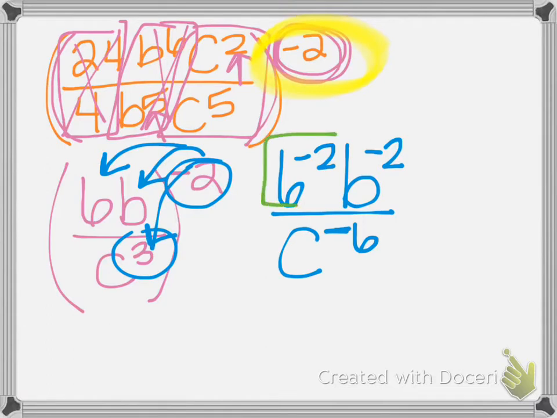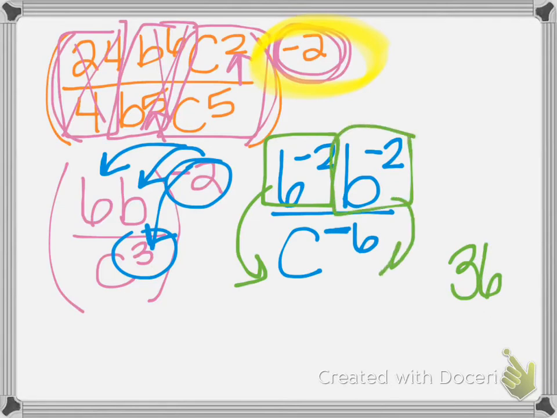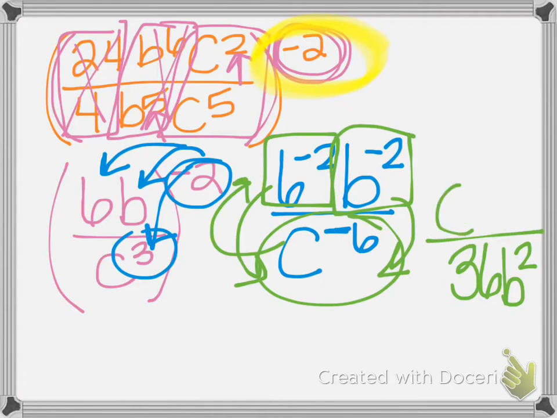So first things first is I move 6 to the negative 2nd power to the denominator. It becomes 6 to the 2nd, which 6 times 6 is 36. And then I move b to the negative 2nd to the denominator, which becomes b to the positive 2nd. And then I move c to the negative 6th to the numerator, which becomes c to the positive 6. So that is my simplified expression.